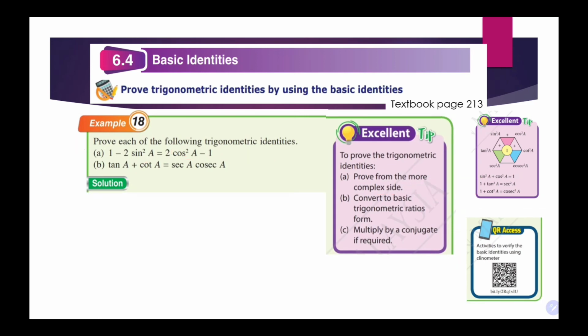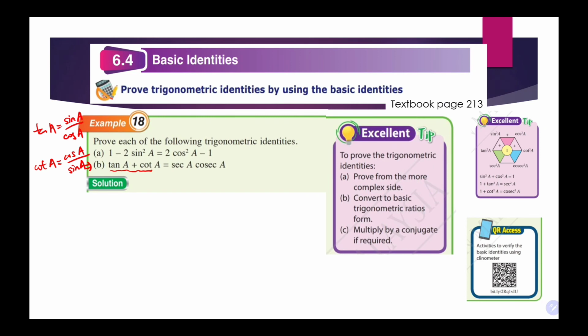Then we check on B. Tangent A plus cotangent A equals to secant A times cosecant A. What about tangent A plus cotangent A? We will start on the left. Why? Because we can change our tangent A into sine A over cos A. And then the cotangent A is the flip of tangent, so we get cosine A over sine A.